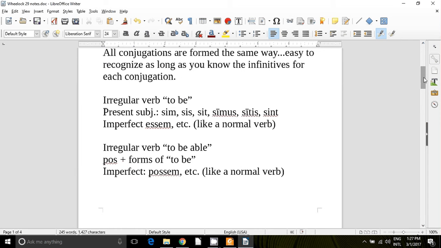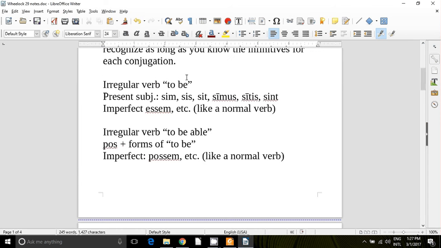Now we've got a couple of irregular verbs. The irregular verb to be in the present subjunctive, this is on page 237. This is one you'll want to make a flashcard of. Sim, sis, sit, simus, sitis, sint. That I may be, that you may be, that he may be, that we may be, that y'all may be, that they may be. And then the imperfect for to be is formed just like the others. You take the present infinitive of to be, which is esse, and then you add the endings.